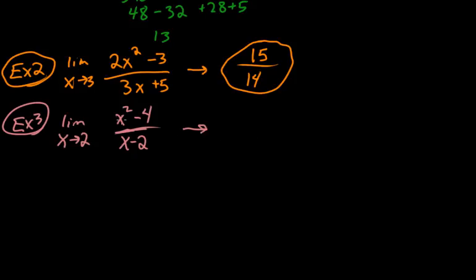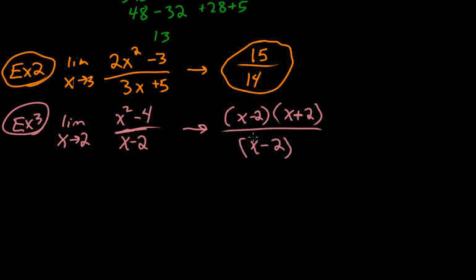We can split this number at the top up, because it's a polynomial, and make it x minus 2 times x plus 2. And the denominator stays the same as x minus 2. And because we have the same thing on both sides, we can just cross this out. And we're left with x plus 2 over 1.